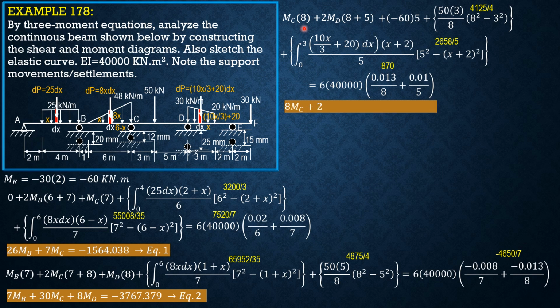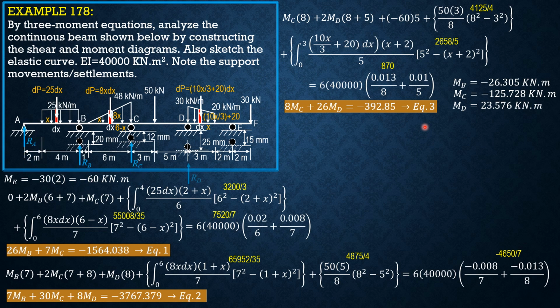So simplifying, 8 Mc plus 26 MD equals negative 392.85. Equation 3. Solving these three equations simultaneously, we get MB equals negative 26.305 kilonewton meter, MC is negative 125.728 kilonewton meter, and MD is 23.576 kilonewton meter, which is positive. So having known these moments, let's now apply and solve for reactions and shears.